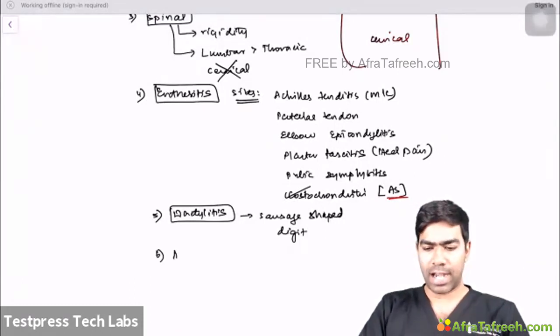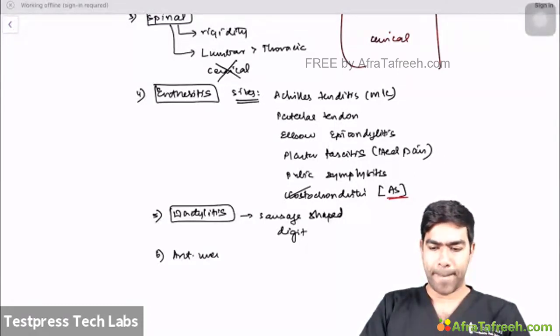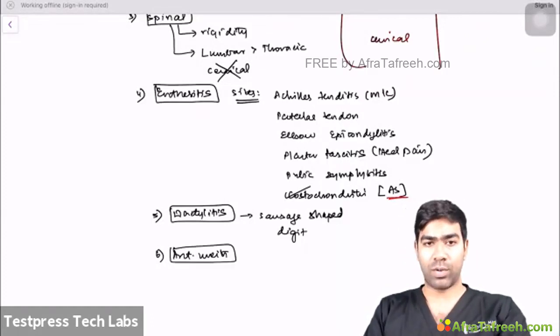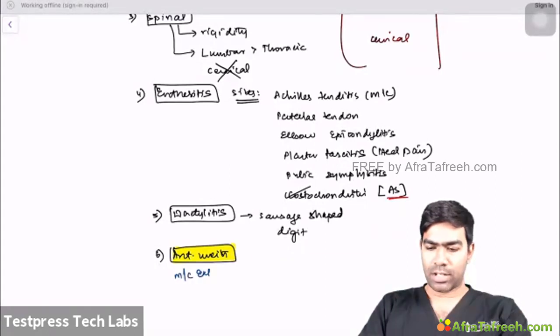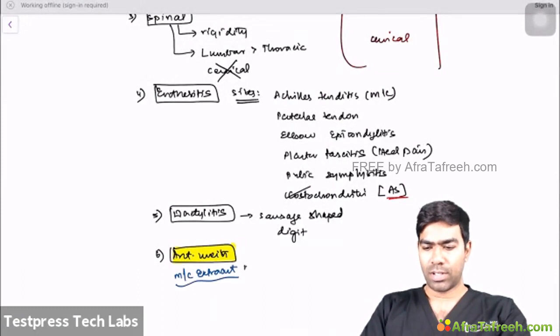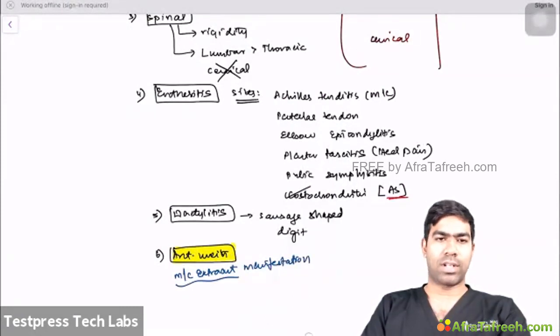Then we have anterior uveitis. It can be acute or chronic. Very commonly, it will be acute anterior uveitis. And if they ask you the most common extra-articular manifestation of any seronegative spondyloarthropathy, the answer is anterior uveitis. Most common extra-articular manifestation.